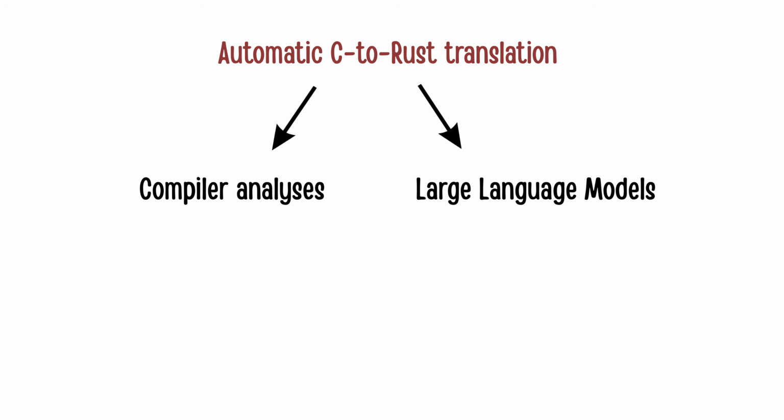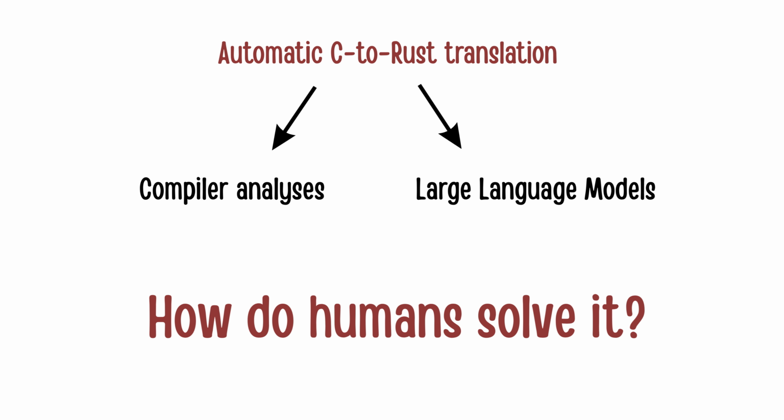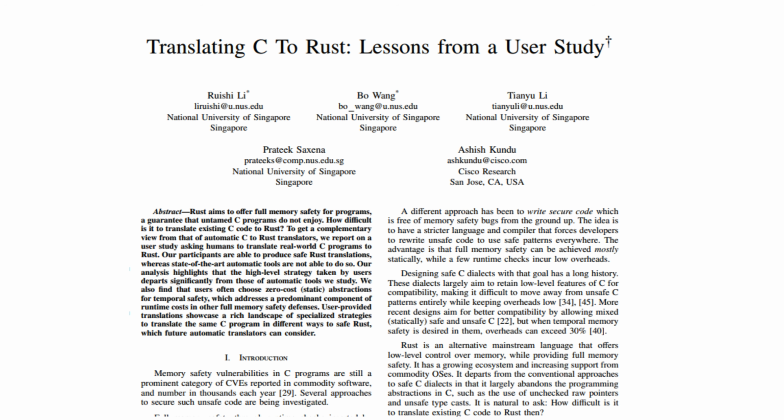Instead of asking how can machines solve this problem, the authors of this paper asked a completely different question. How do humans solve it? Rather than building another translation tool, they conducted a user study. They asked students who were familiar with C and memory safety, but had very little experience with Rust, to manually translate real-world C programs into safe Rust. And the results were surprising.